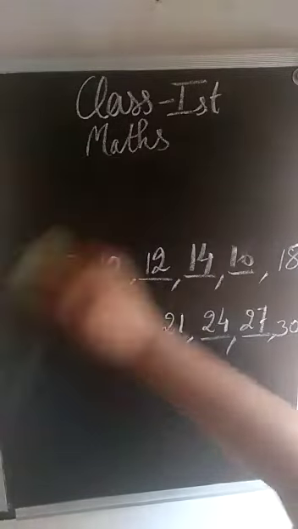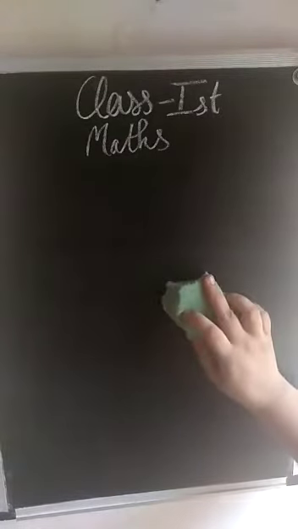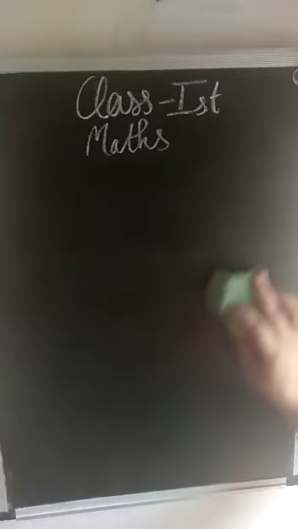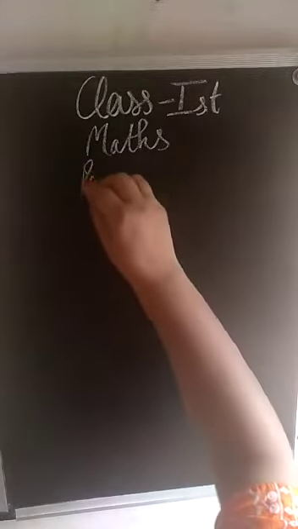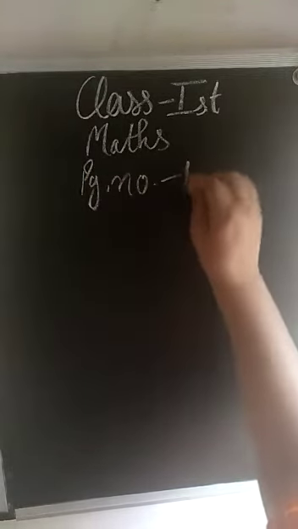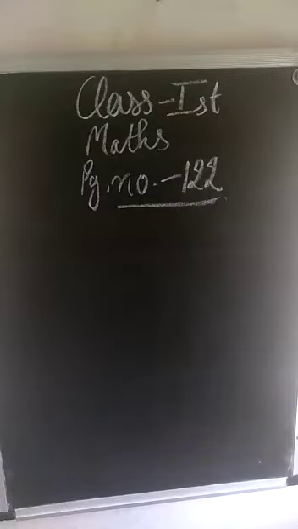Now for the next concept, open your book at page number 122. Here they had given us the statement sums. For that we are supposed to understand the given statements, and after that we are supposed to solve that. In the first statement they had already solved, so I will continue with the second sum.